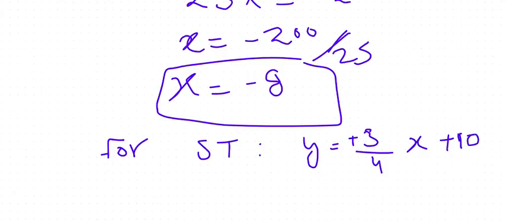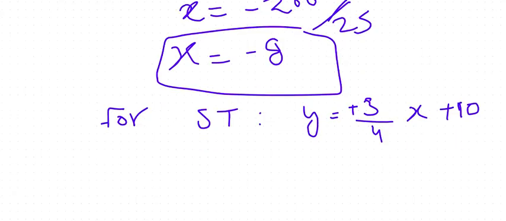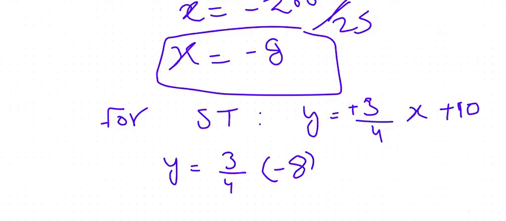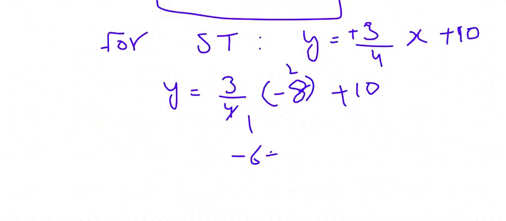So we have y equals 3/4 times minus 8 plus 10. So 3/4 of minus 8 gives minus 6, plus 10, which equals 4. So y equals 4.